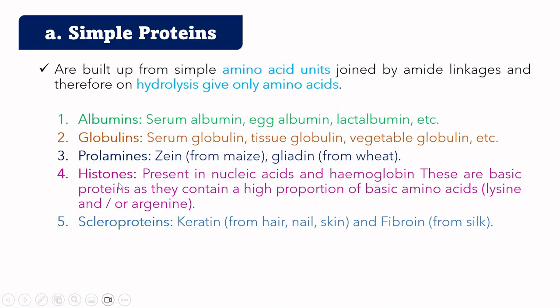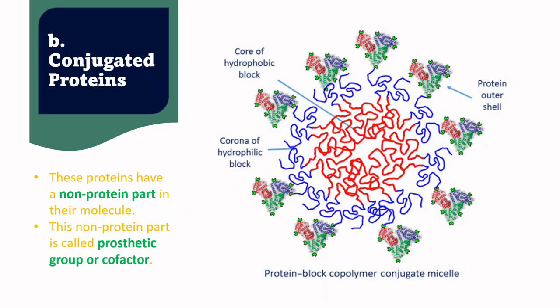Histone is a protein which is present in nucleic acid and hemoglobin. The last of the simple proteins is scleroprotein, for example keratin. Keratin is found in our hair, nail, skin. Then fibroin is found in silk. So these are some of the examples of simple protein.